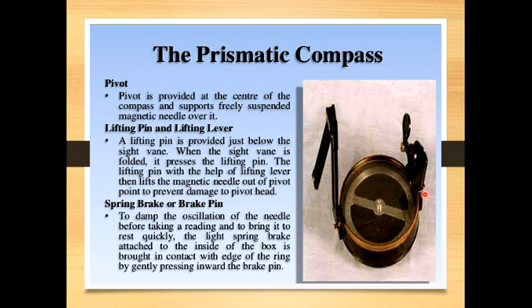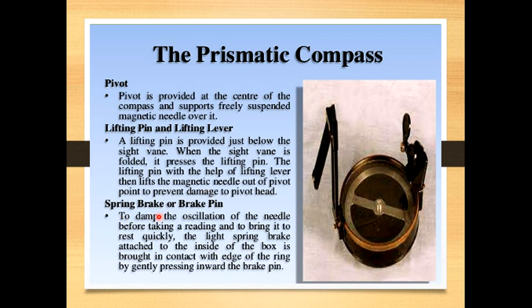This is the circular metal box. This is the graduated fixed plane, and these are the needle and internal parts. This is the guide vane or sight vane and eye vane. So this portion and this portion are called vanes.